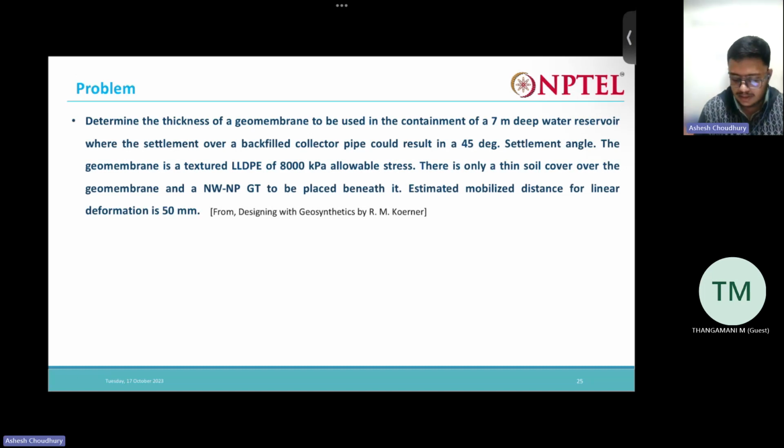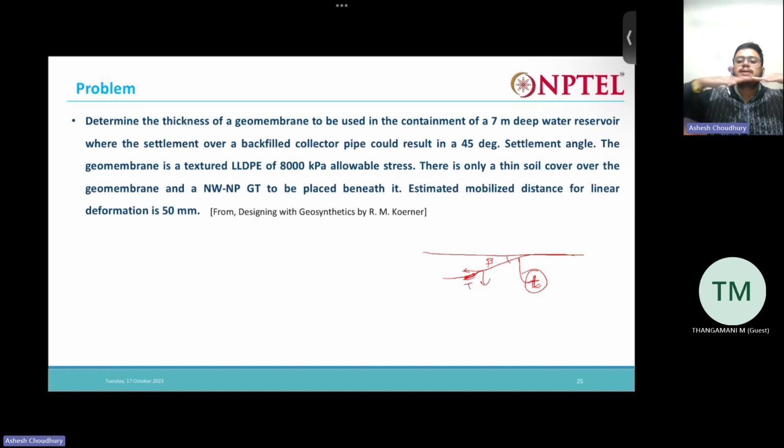So we have a geomembrane layer laid like this. Due to some reason, there might be some settlement of this geomembrane, right? The angle at which the settlement is occurring is nothing but this beta. Due to this settlement, this tension comes into play. There is some tension that acts on the geomembrane, with two components. Based on that, we determine the thickness of the geomembrane that we need to use.